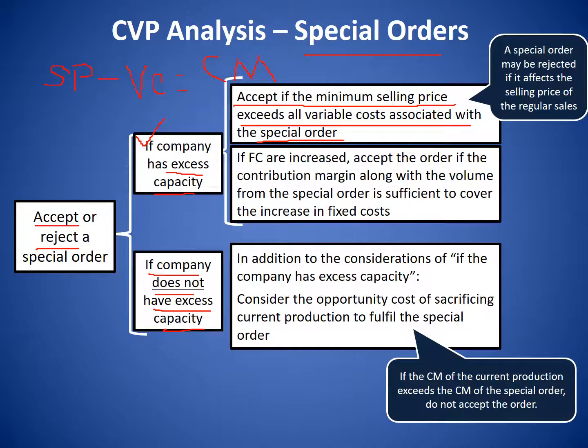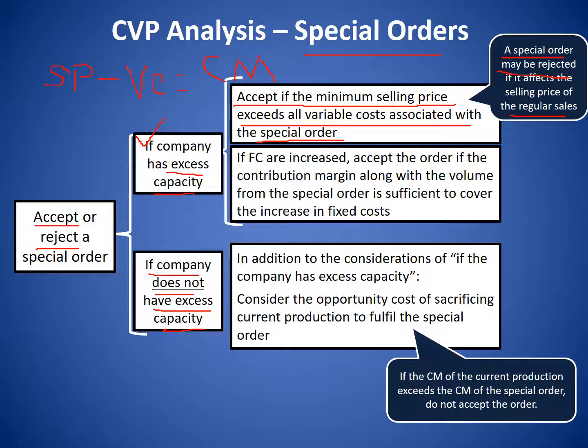Now, another thing is, even if we have a positive contribution margin, a special order may be rejected if it affects the selling price of regular sales. So if you were out selling a product for $20 a unit and somebody comes in and says we'll buy it for $10 a unit and you accept the order, your existing customers hear about this order and say we no longer want to spend that $20 a unit, we want you to lower it to $10 a unit. Overall, that would have a negative effect.